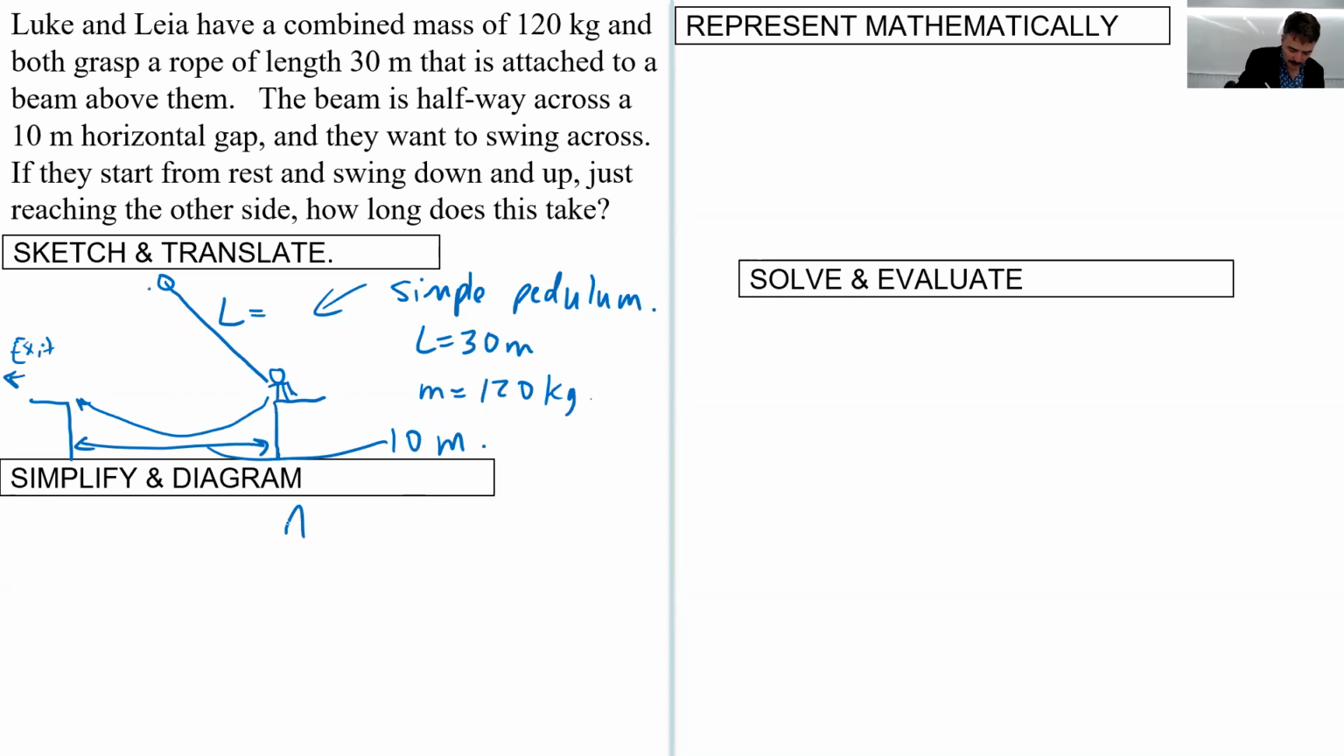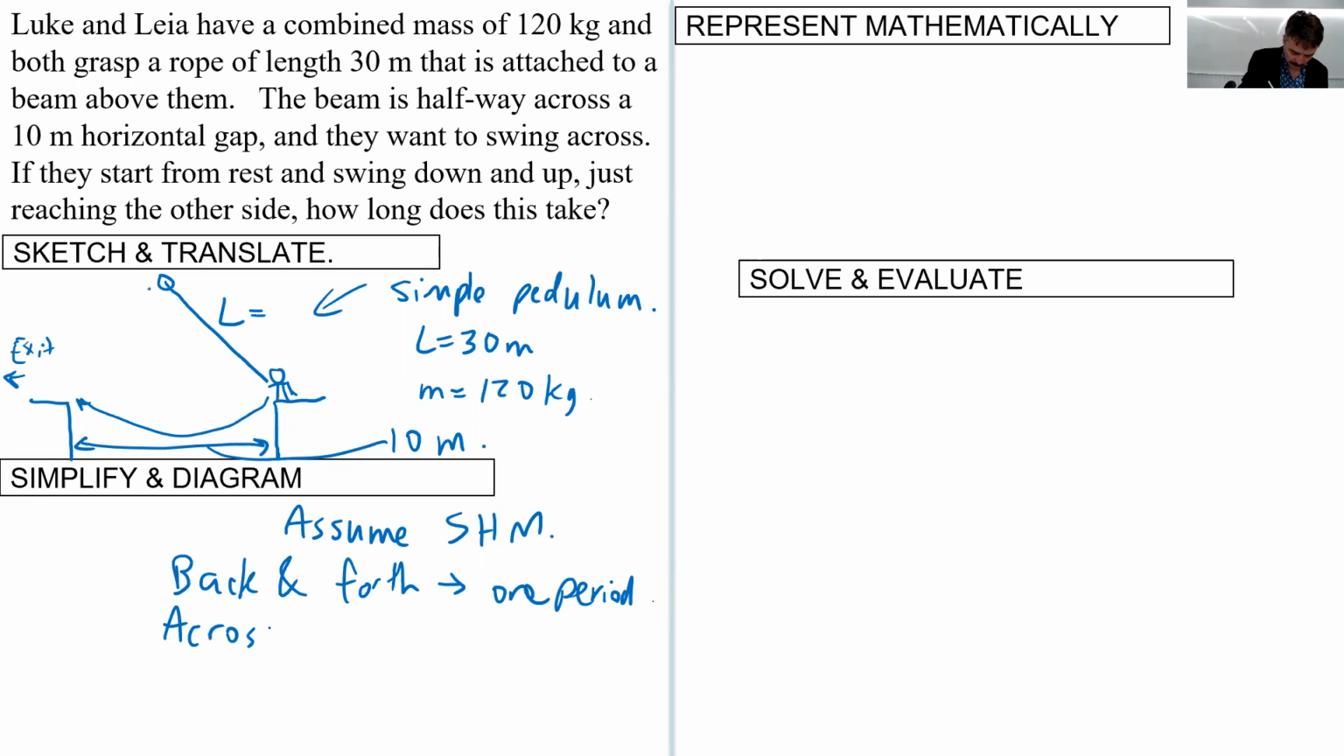So what I'm going to do is assume simple harmonic motion. We can check this at the end by checking to see if it's small angle approximations. So back and forth, both ways, would be 1 period. Okay, across once, we'll take the period over 2, half a period.